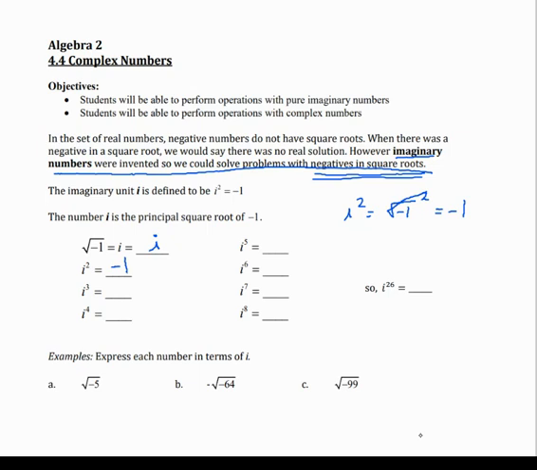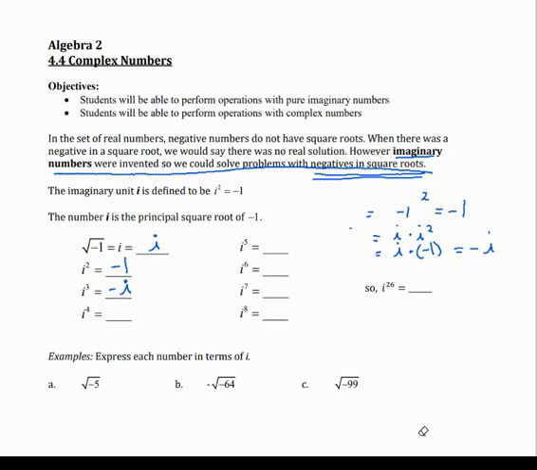i to the third is the same thing as i times i squared. Well, i is simply i, but i squared we just said is -1. So i times -1 is -i. So i to the third is -i.